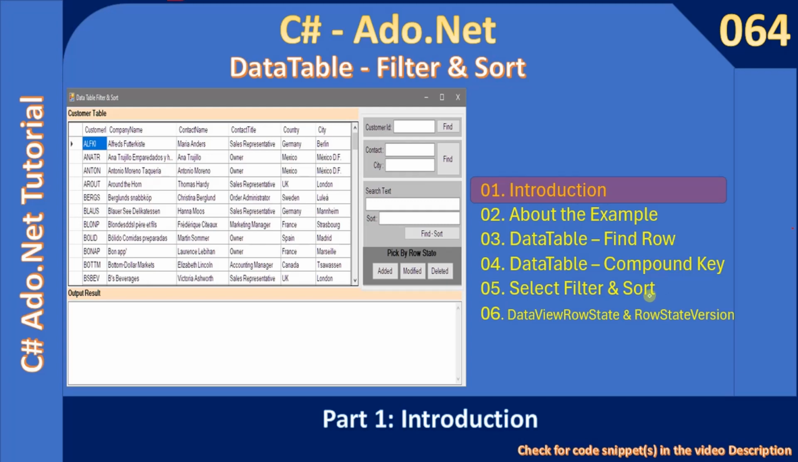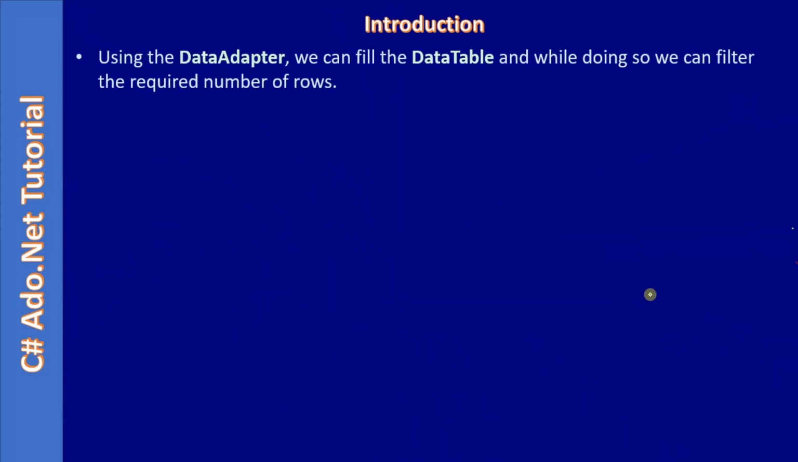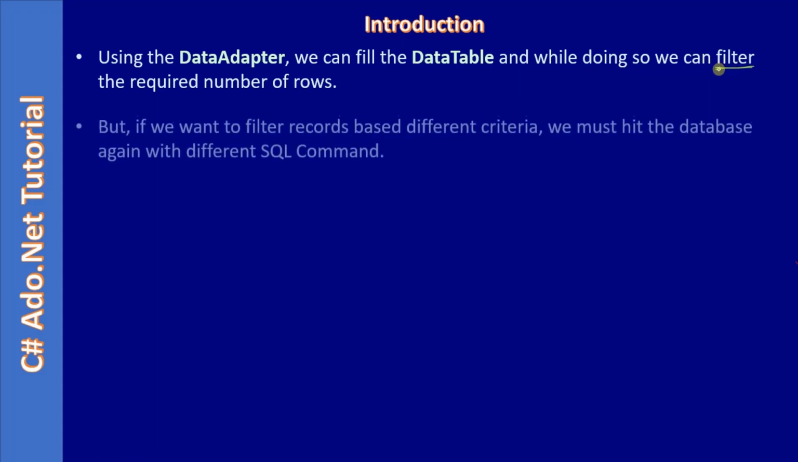In this sub-series, we will learn about data table and how to perform filter and sort using the data table. Using the data adapter, we can fill the data table, and we know that by this time of this course. And while doing so, we can filter the required number of rows. So during the fill itself, we can filter. That also we know, and we can do where condition based filters.